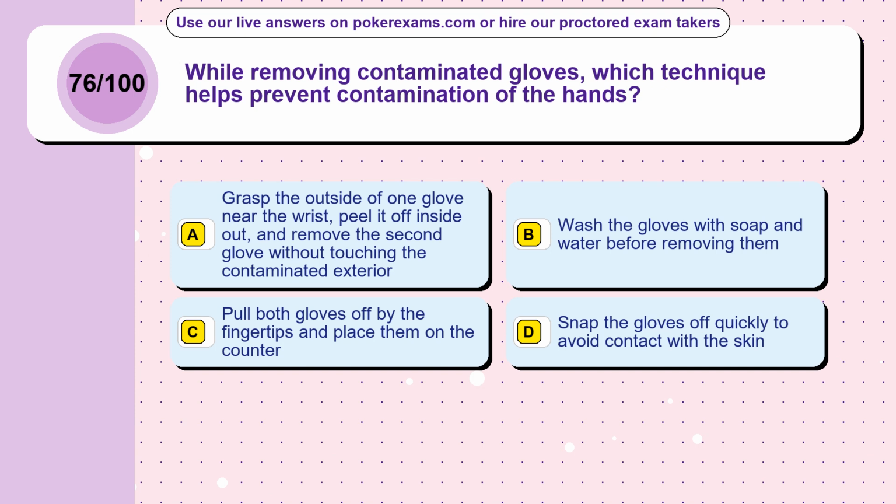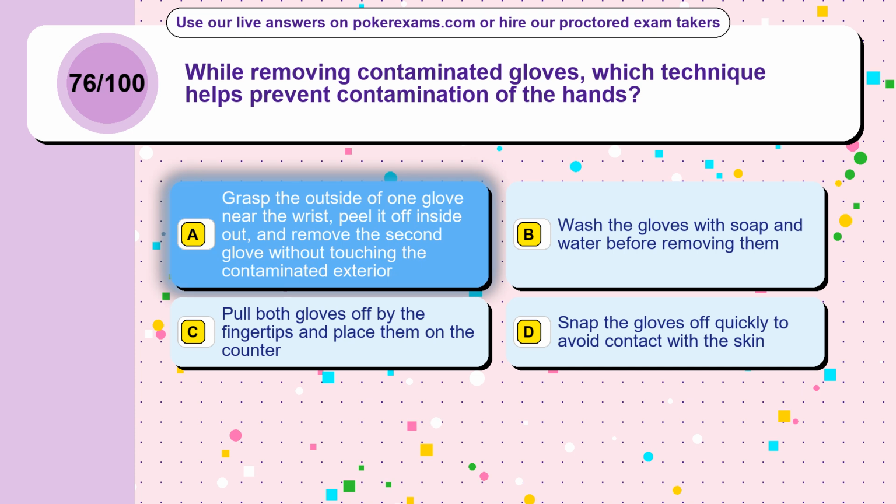Question 76. While removing contaminated gloves, which technique helps prevent contamination of the hands? Option A. Grasp the outside of one glove near the wrist, peel it off inside out, and remove the second glove without touching the contaminated exterior. Option B. Wash the gloves with soap and water before removing them. Option C. Pull both gloves off by the fingertips and place them on the counter. Option D. Snap the gloves off quickly to avoid contact with the skin.